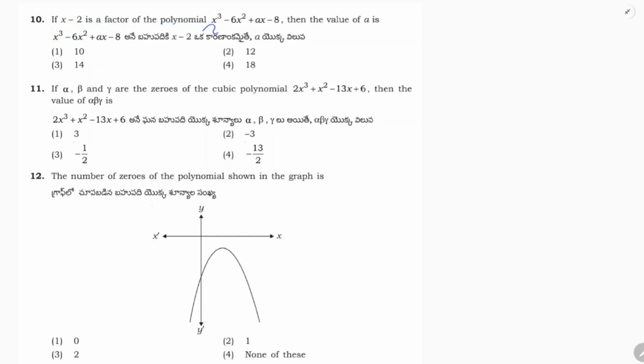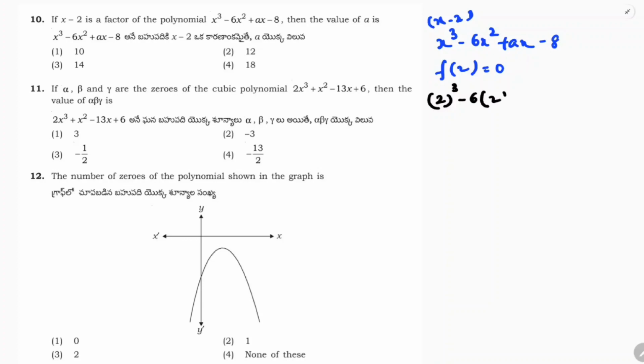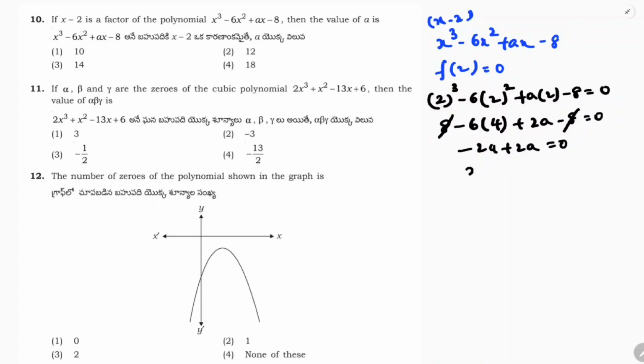If x minus 2 is a factor of the polynomial x cube minus 6x square plus ax minus 8, then the value of a is... see here, x minus 2 is a factor of the polynomial. If x minus 2 is a factor, then in place of x I'll substitute 2, and the condition is f of 2 will be 0. So 2 cube minus 6 into 2 square plus a into 2 minus 8 equals 0. 8 minus 6 into 4 plus 2a minus 8 equals 0. Clearly 8 and minus 8 will get cancelled. Minus 24 plus 2a equals 0. So 2a equals 24, a equals 24 by 2. So the value of a is 12. So the correct option is 2.